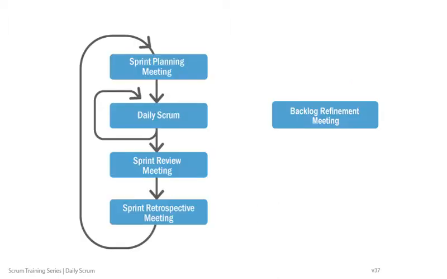As you learned in part 3, our team has already conducted a backlog refinement meeting and a sprint planning meeting. Now we'll watch one of their daily Scrum meetings, somewhere in the middle of sprint execution. I'll quiz you during the scene as usual.